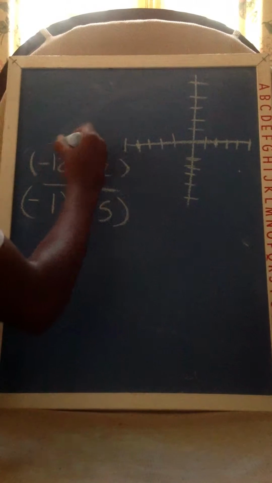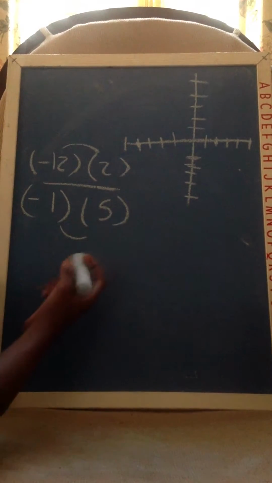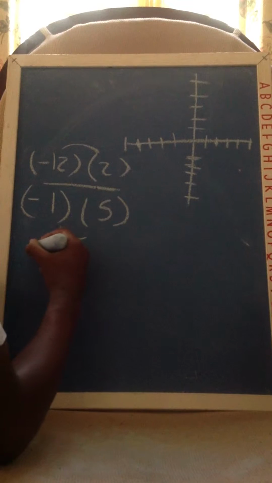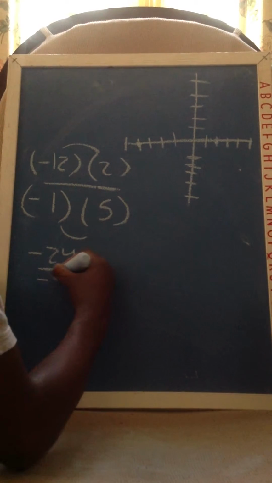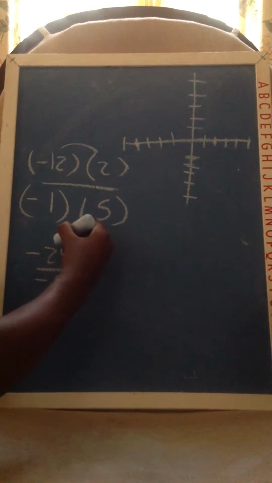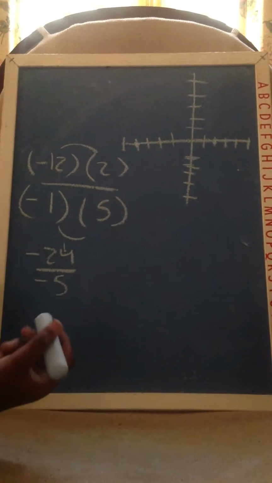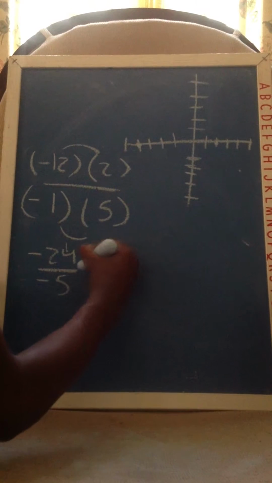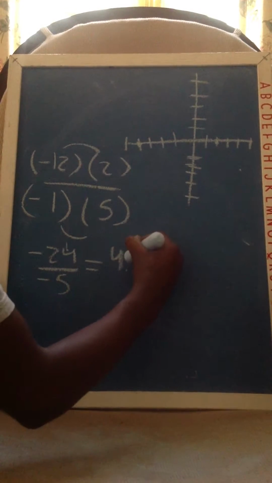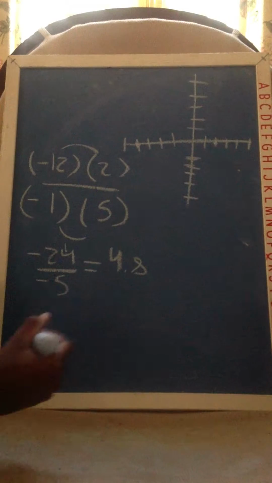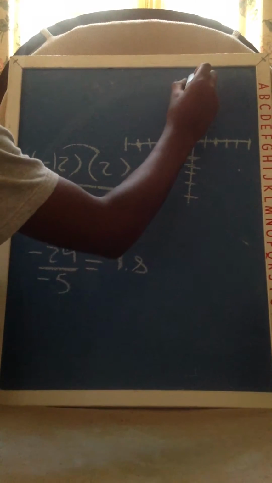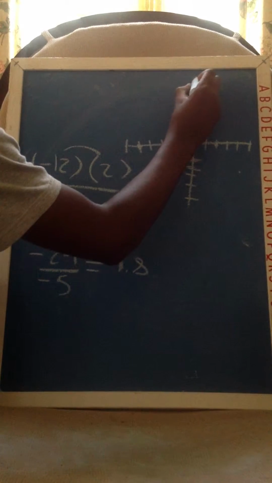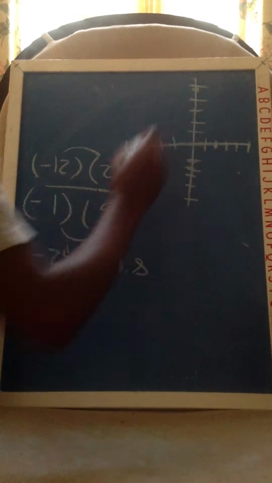So now you will multiply these, and it'll give you the ratio of negative 24 divided by negative 5. So now you divide negative 24 by negative 5, and you'll end up getting 4.8. And this will be your y-intercept. So you'll go to 1, 2, 3, 4, 4.8. It's almost to 5, and it'll be right here. That's your y-intercept.